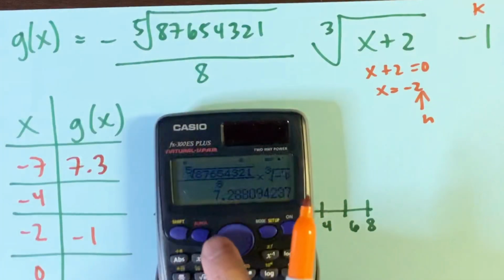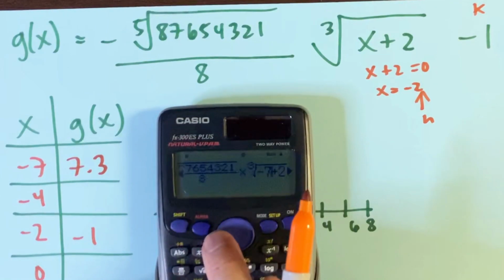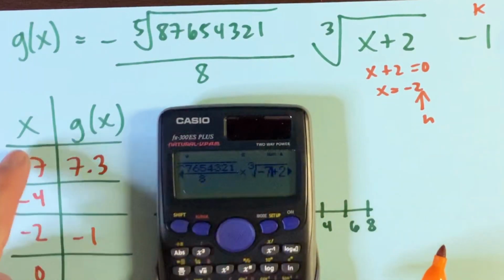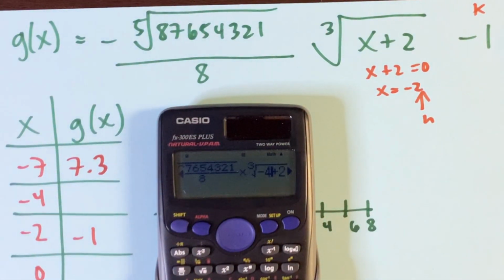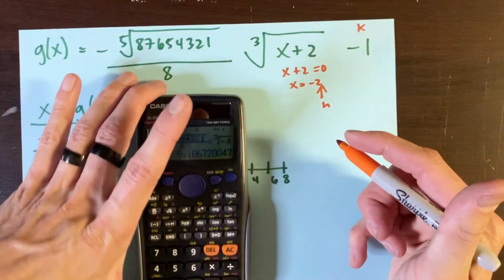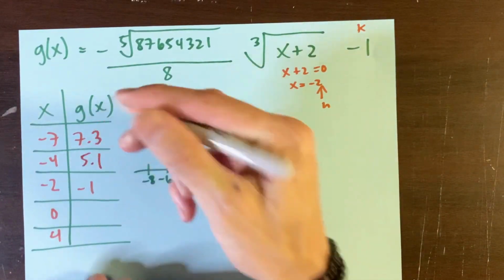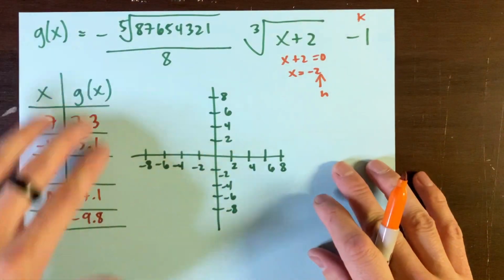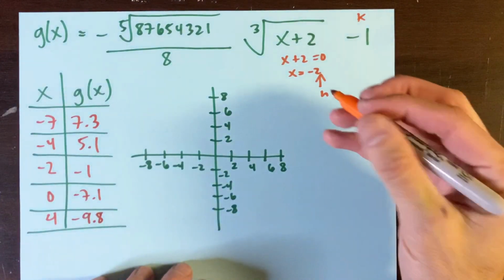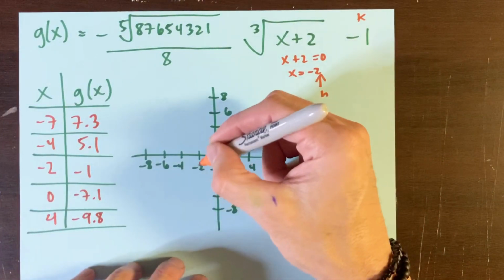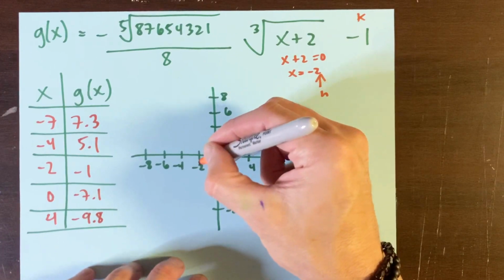And then what's cool about the Casio is I can go back and I can change the -7 into a -4. So I just type in a 4 and I get this number here. So let me do the rest of these just to save you guys some time. So these are the points that I get, and let me plot them real quickly here. So -2, -1. I scaled my graph by 2, so you don't have to do that.